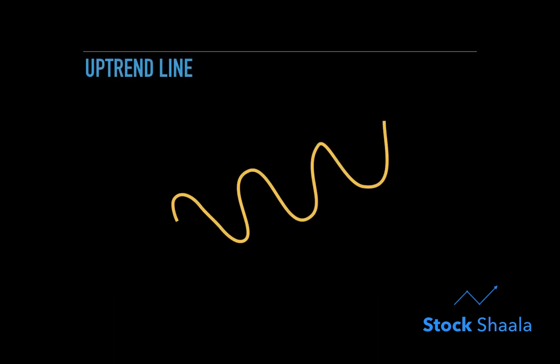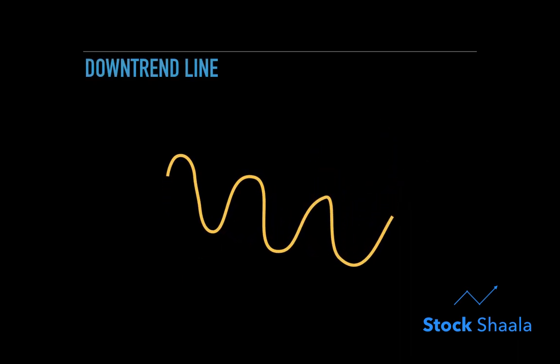An uptrend line is formed in a rising market. In a rising market, price moves making higher highs and higher lows. The first step in identifying an uptrend is to mark these higher lows. An uptrend line is then formed by simply connecting these higher lows together.